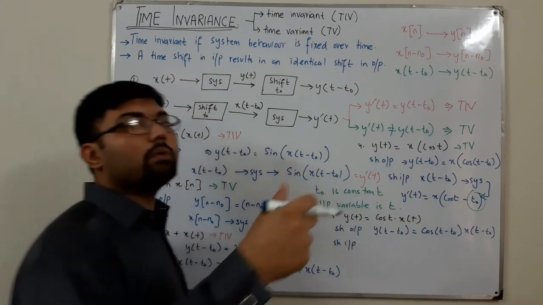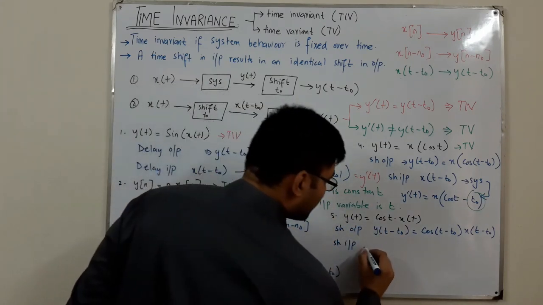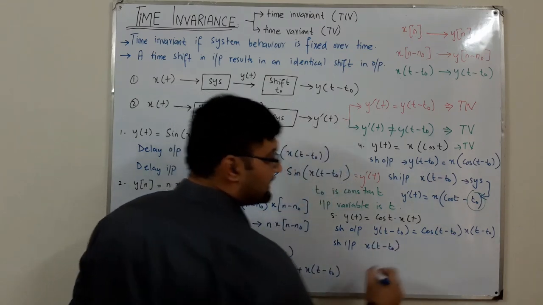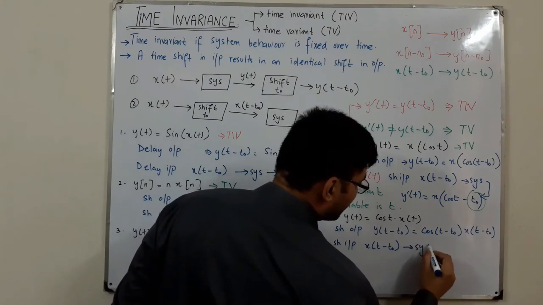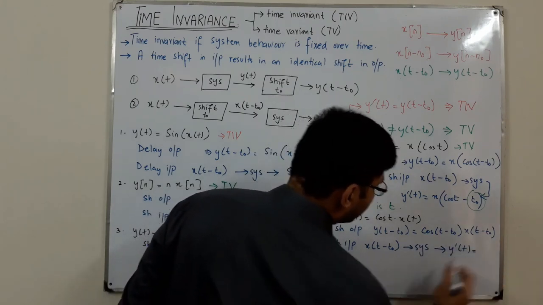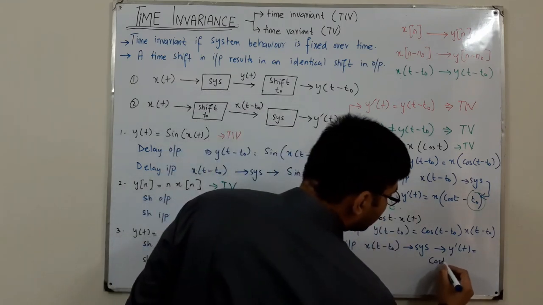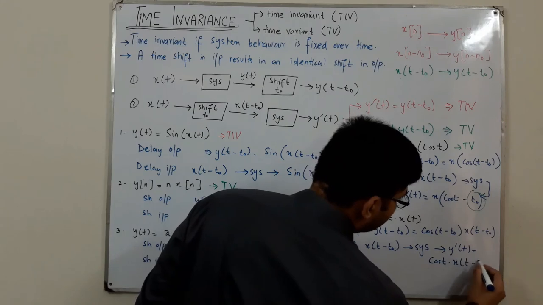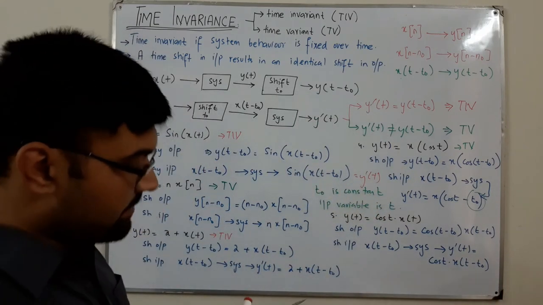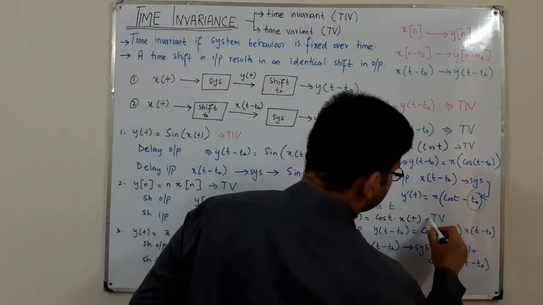So in the input, we'll be shifting only x of t, not the coefficient. So now if you shift the input, this is your x of t minus t naught. Now you provide it to the system. So what is the system doing? Y dash of t is multiplying cos of t to the input. So this would be cos of t times x of t minus t naught. Have a look. These two are not the same, and this implies that this is a time variant system.